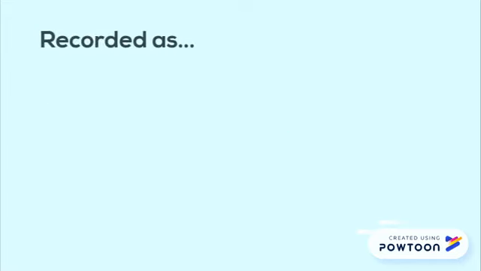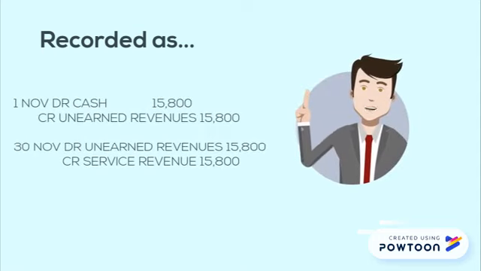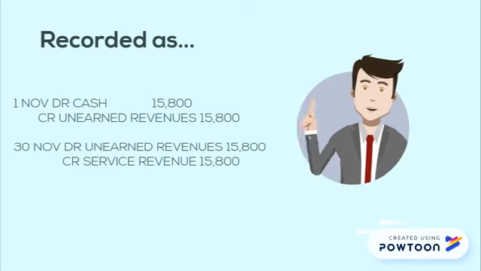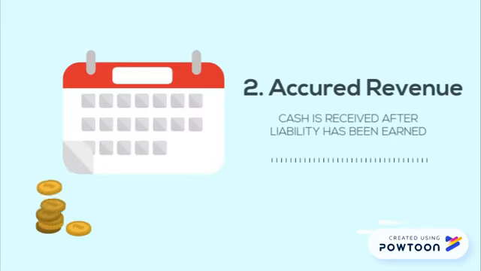Amanda will record on the 1st of October, debit cash, credit unearned revenue, and then once Amanda has performed the service, the journal entry for the month ending November will be adjusted, debiting unearned revenue and crediting service revenue.